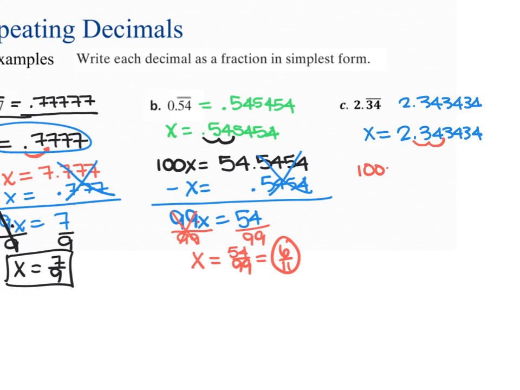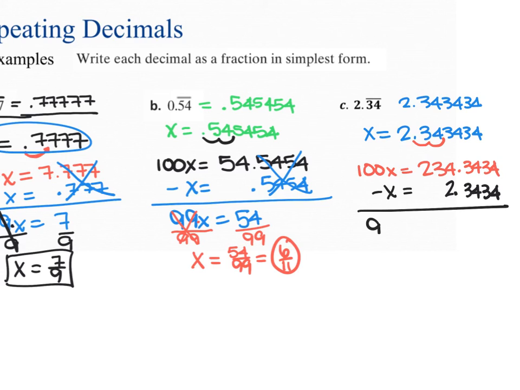So I have 100x equals, if I multiply 2.343434 by 100, I get 234.3434. I'm going to go ahead and subtract x again from both sides so I can get rid of that repeated decimal. So that's going to be 2.3434. 100x minus 1x will give me 99x, and 234 minus 2, because we know that our repeated decimals are going to cancel, is going to give me 232.